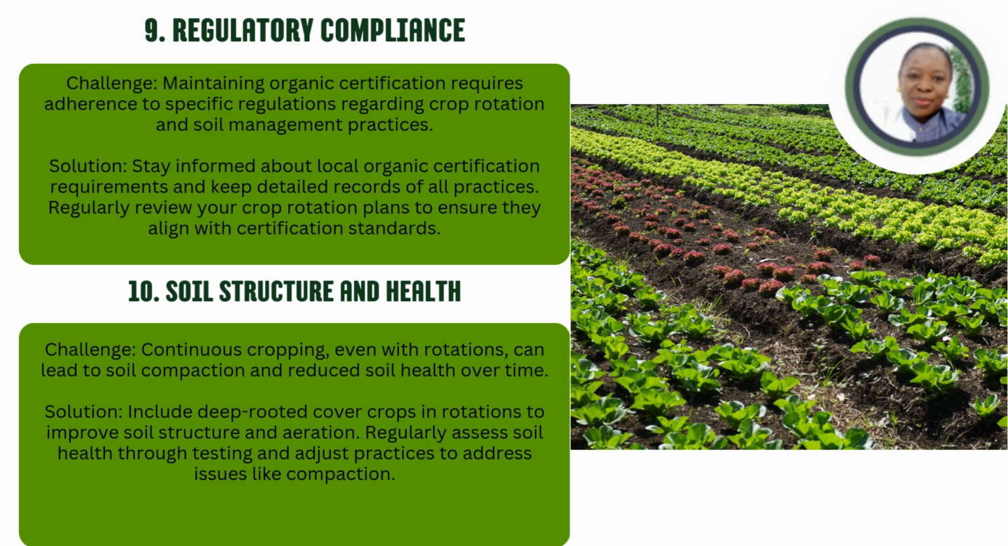10. Soil structure and health. Challenge: continuous cropping, even with rotations, can lead to soil compaction and reduce soil health over time. Solution: include deep-rooted cover crops in rotations to improve soil structure and aeration. Regularly assess soil health through testing and adjusting practices to address issues like compaction.